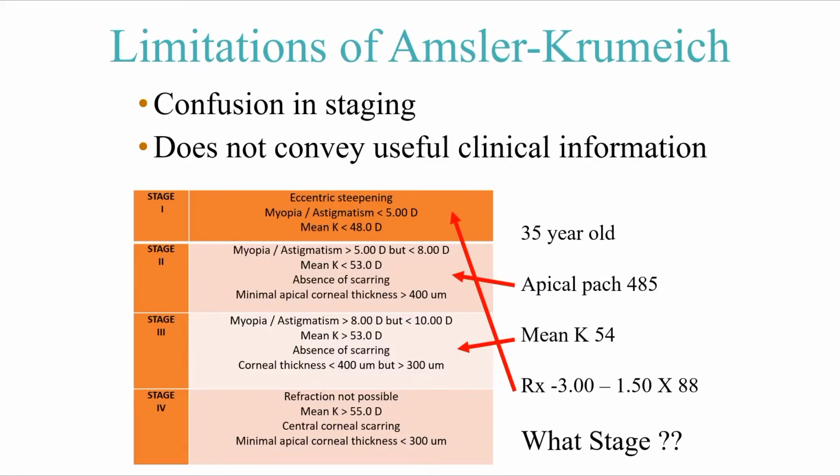Also, if you really look at it, it's somewhat of a useless classification. Let's look at this example here. This is a 35-year-old with a pachymetry of 485, a mean K of 54, and an RX of -3, -1.50, axis 88. Well, what stage is this? The pachymetry puts it at stage 2, the K readings at stage 3, and the RX at stage 1. So when someone tells me this patient is stage 2, I have no idea what this really means.